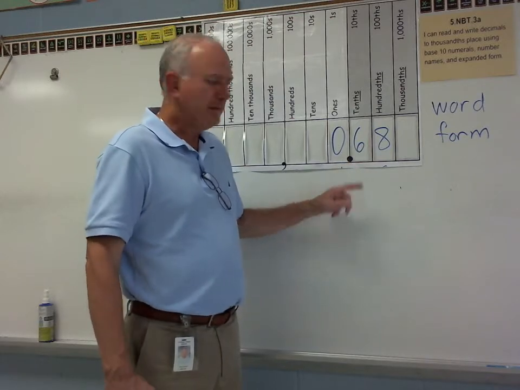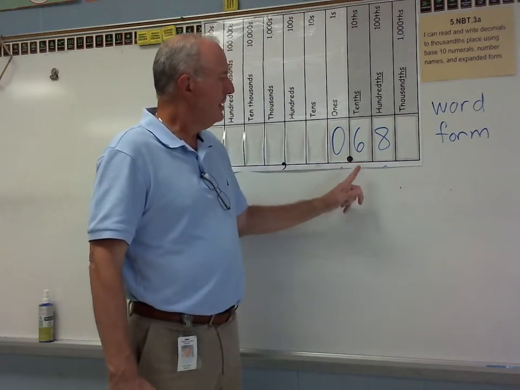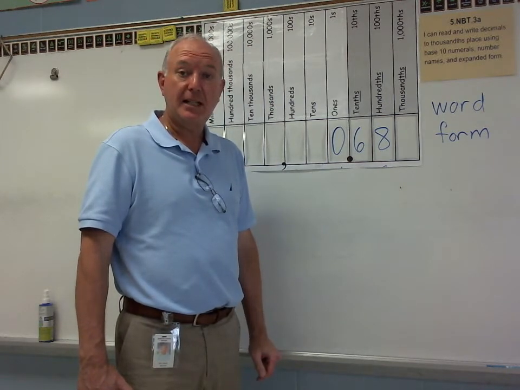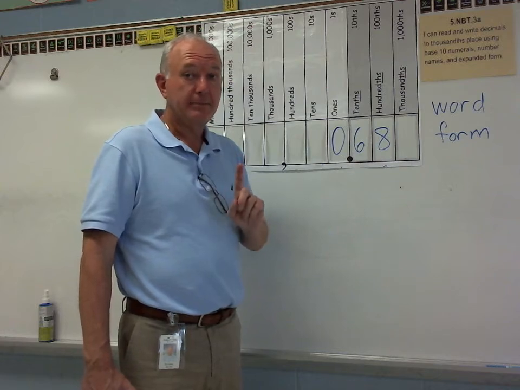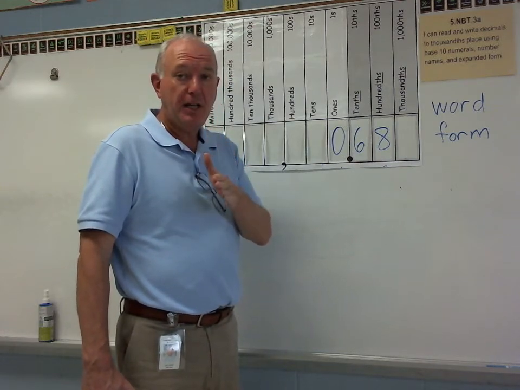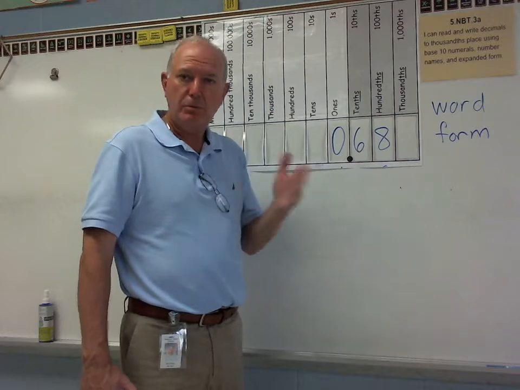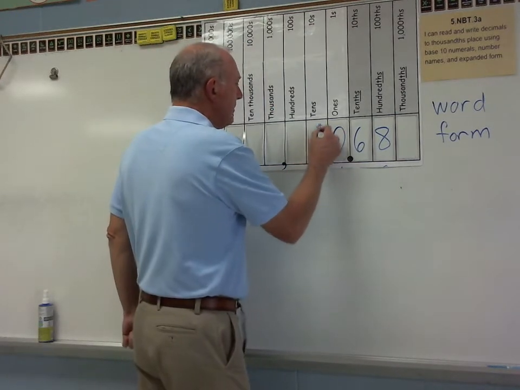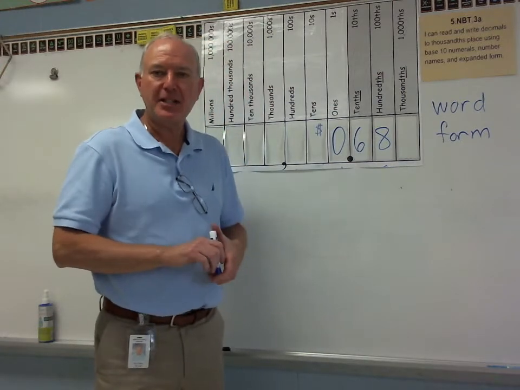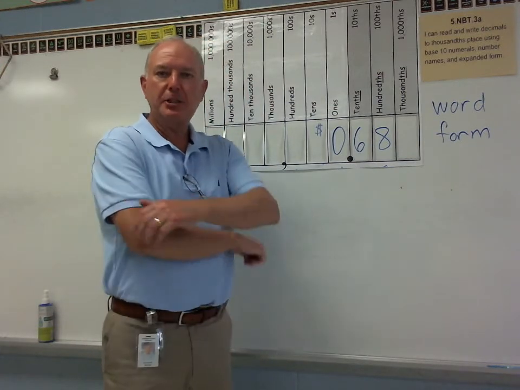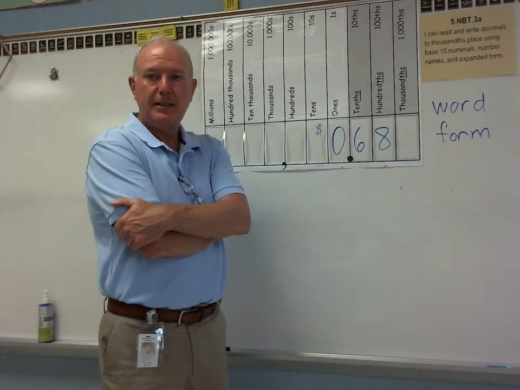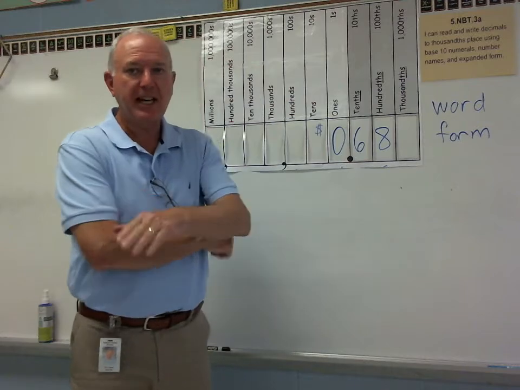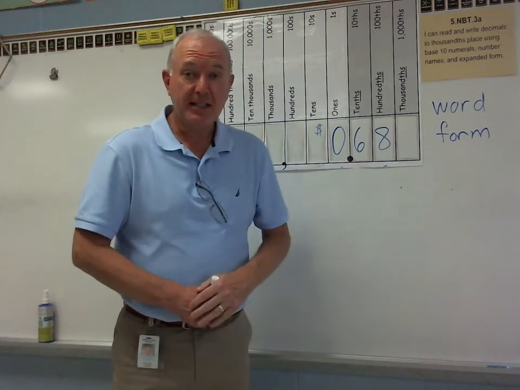So Mr. Calvert, here it is. 0 and 68. Not quite. Now, I want you to think, if this were money, what would you call this? Let me put a dollar sign in front. There we go. Now, you tell me, how much money is that? Yeah, 68 cents, right? You don't ever say 0 and 68 cents.